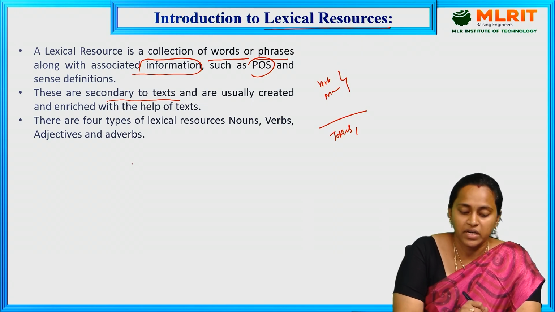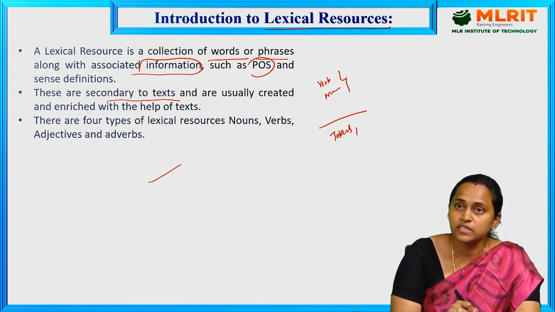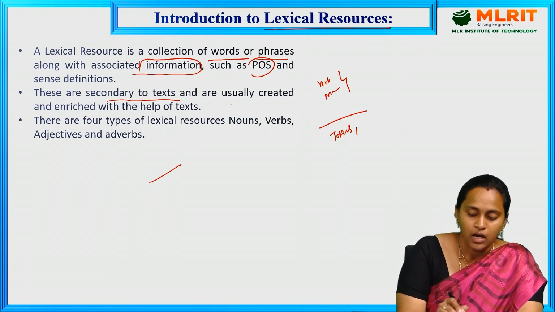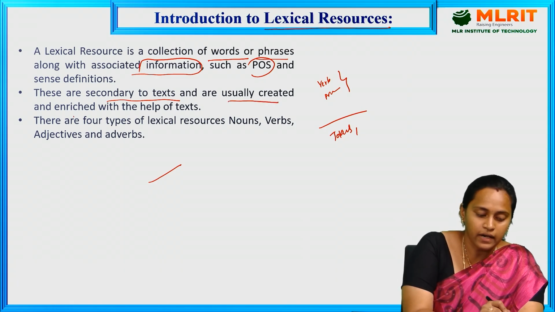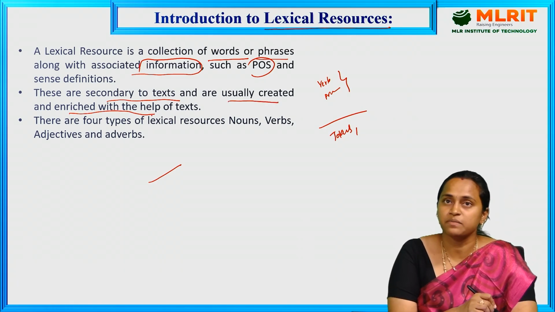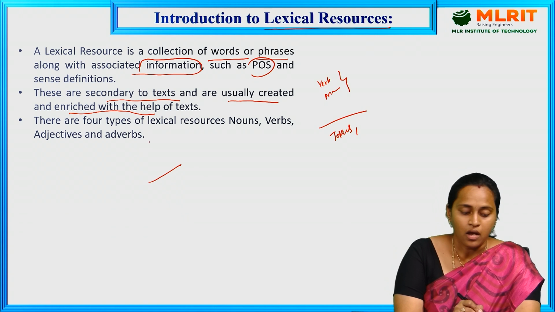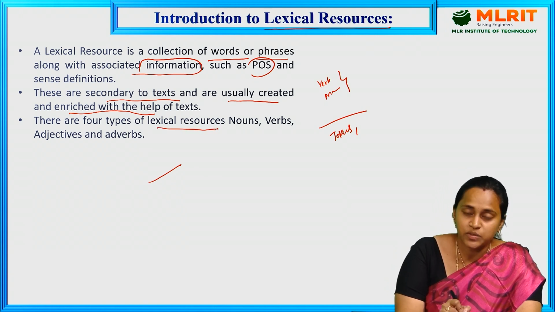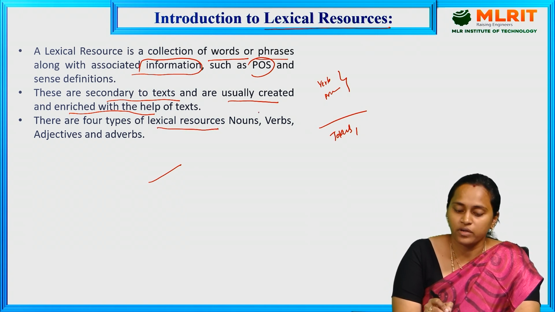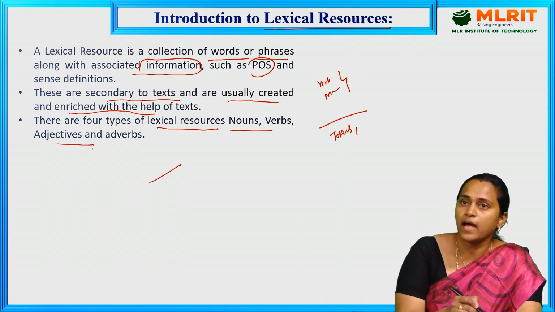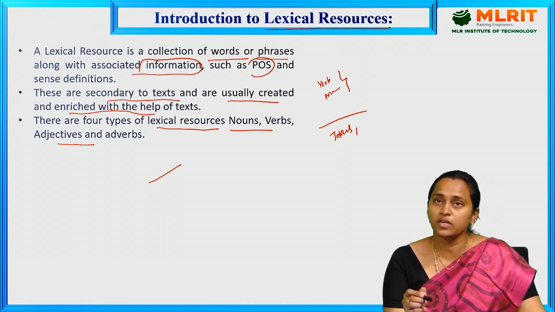That means these lexical resources are mainly called secondary to text. Whenever we have to follow meaningful sentences, we have to depend on the text. That means the previous word is dependent on the next word. They are usually created and enriched with the help of text. There are 4 types of lexical resources, such as WordNet or FrameNet, with phrases, nouns, verbs, adjectives, and adverbs. This is about the lexical resources.